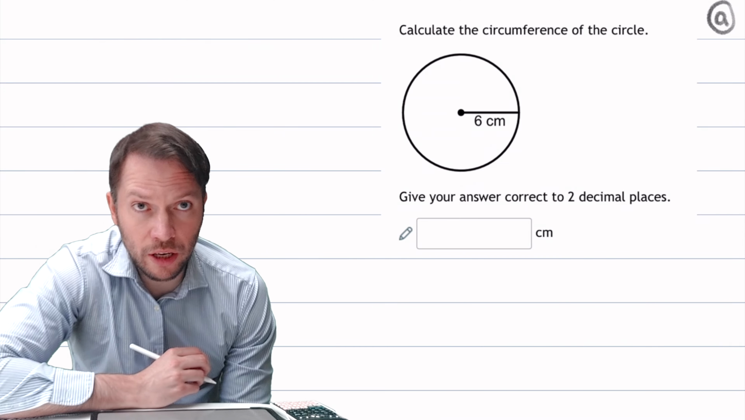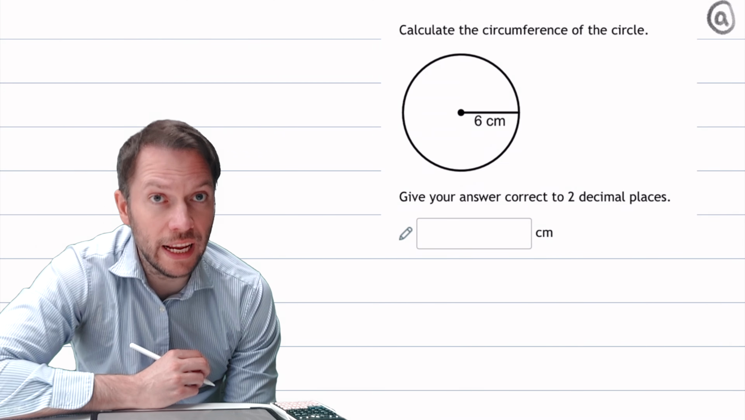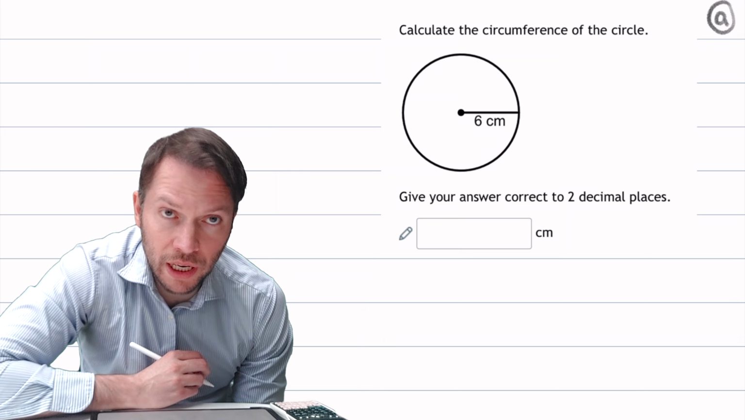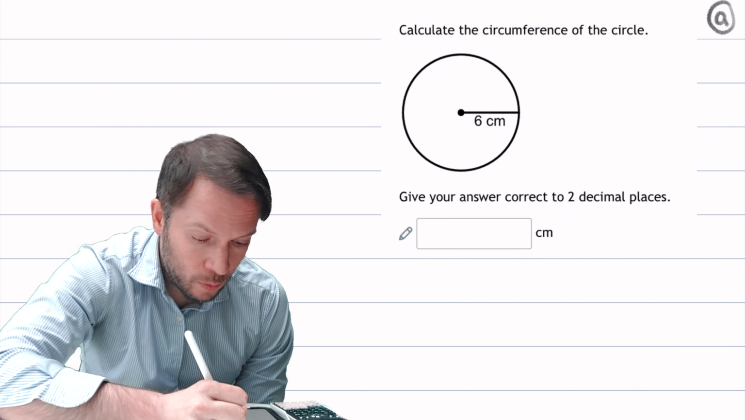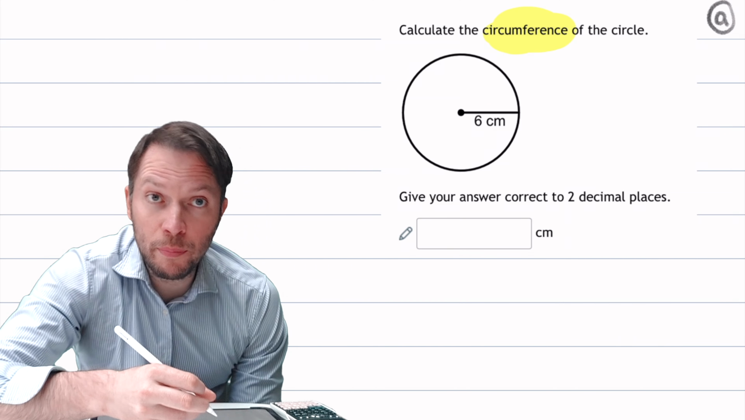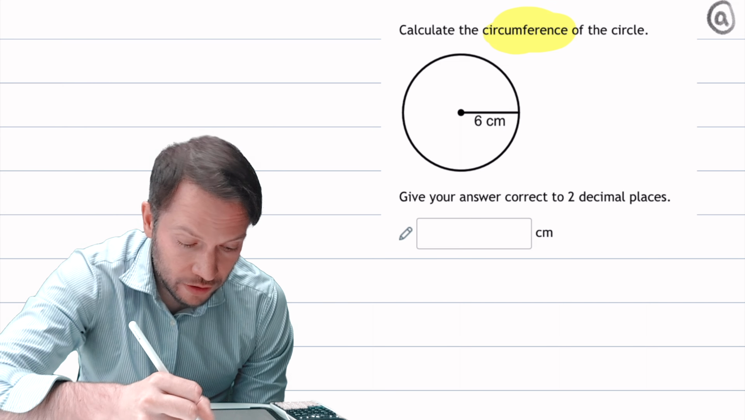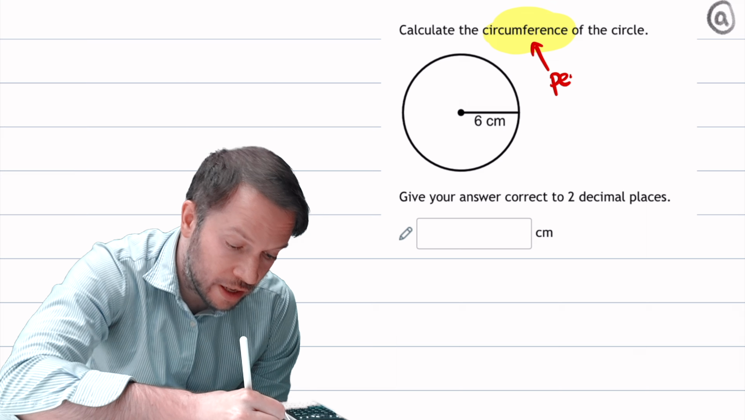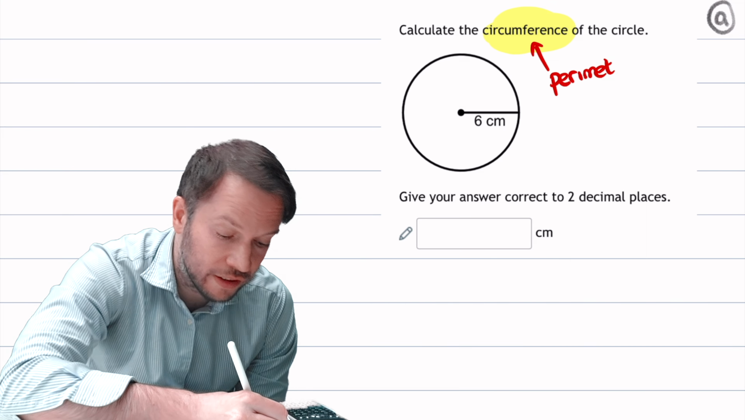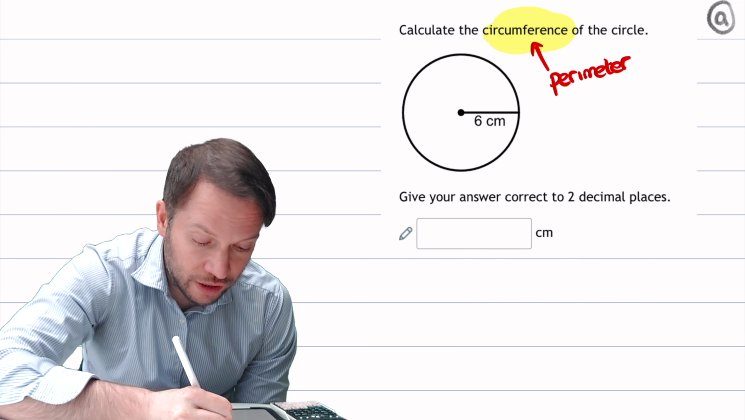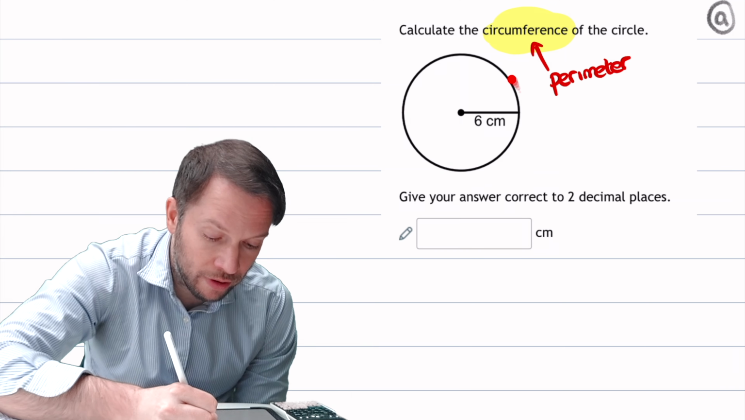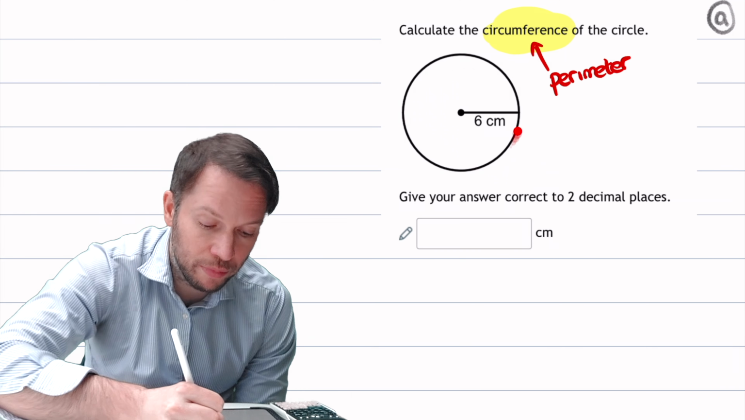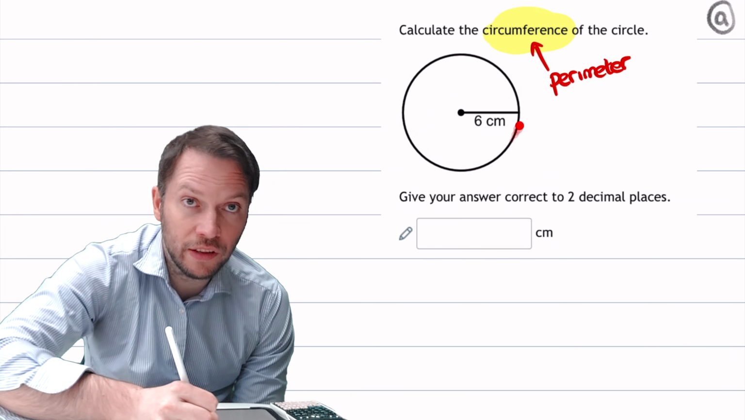Hi, in this video we're going to find the circumference of a circle. Now what do I mean by the circumference of a circle? Well, that just means the perimeter of a circle. So the circumference is a special word when you want the perimeter specifically of a circle. So it's this line that goes all the way around the outside of the circle, because that will be the perimeter, and we want the length of this perimeter.